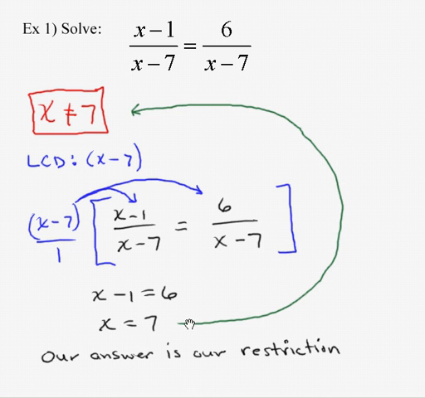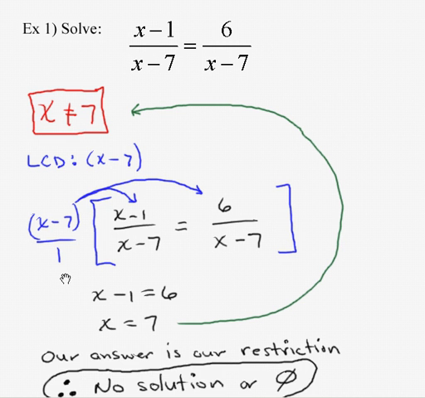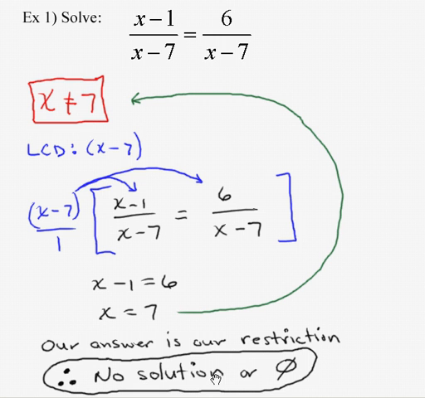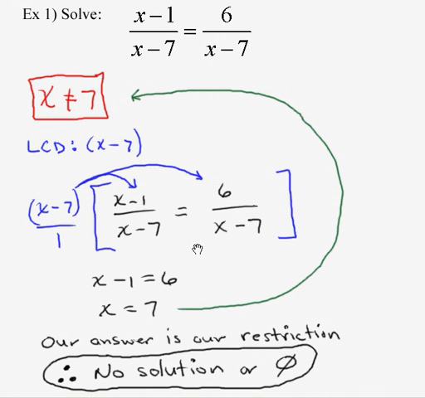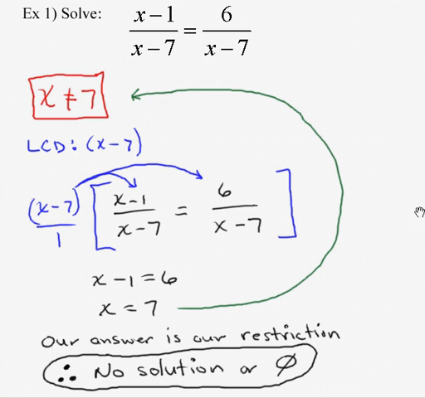But wait a minute. My answer is my restriction. I can't allow 7 to be my answer because that would give me 0 in the denominator. And if that is the case, my only answer is my restriction. That means this can never be true. There is no solution, which we can write as the words no solution or the null set symbol. So no solution, never true. No value of x can make that true.